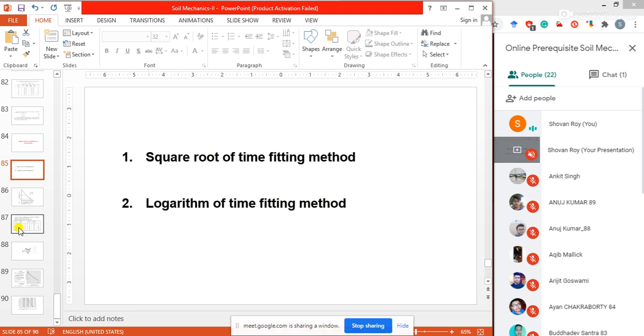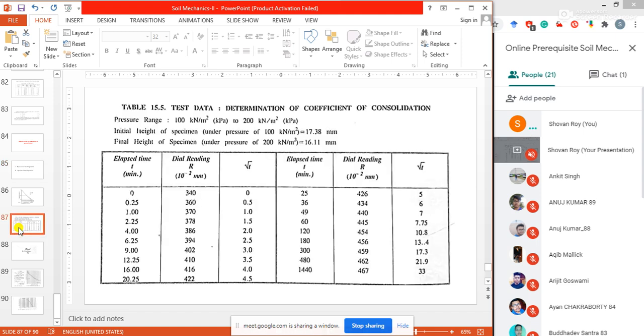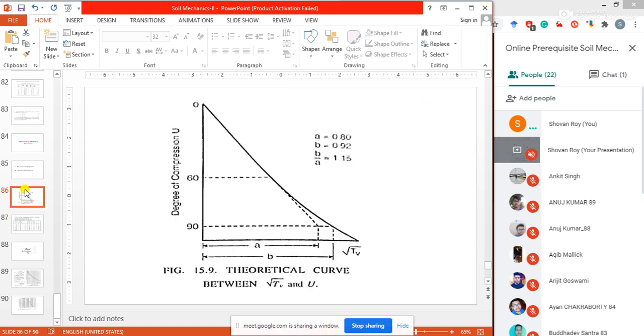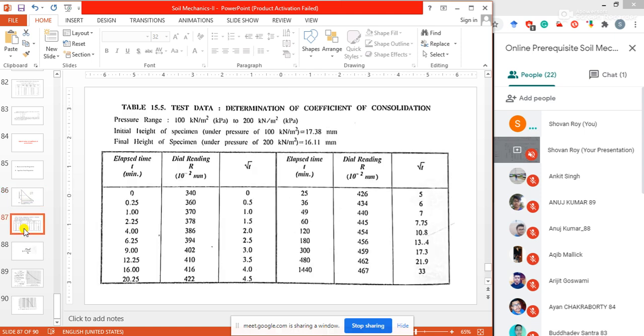For the square root of time fitting method, you can see this table; you need this table to find all the values. Just before this table you have seen this theoretical curve. Now, let's see what is written in the table. First we need the pressure range.